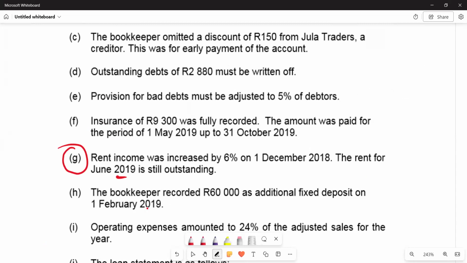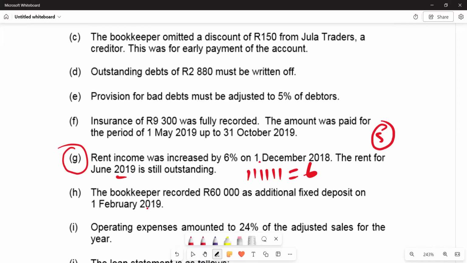If you try to see, this rate was increased on 1 December, and the year is ending June 2019. So we want to count the number of months after the increase. The whole of December, January, February, March, April, May, and then June we didn't receive, so we leave June. So it's 1, 2, 3, 4, 5, 6, which is 6 months after the increase. Since we didn't receive for June, we only have 11 months. So 11 minus 6, you get 5 months that apply before it was increased.